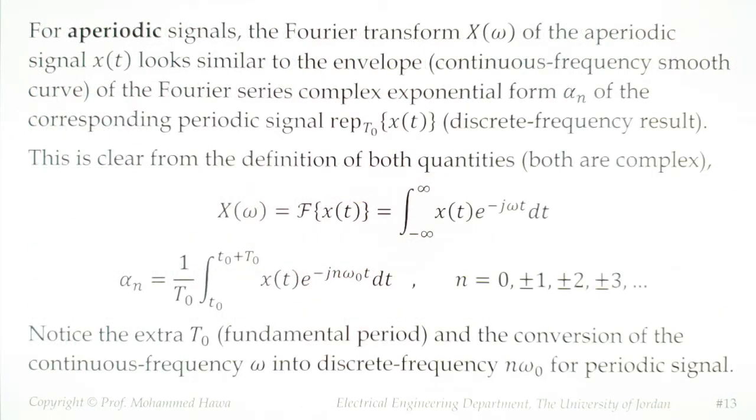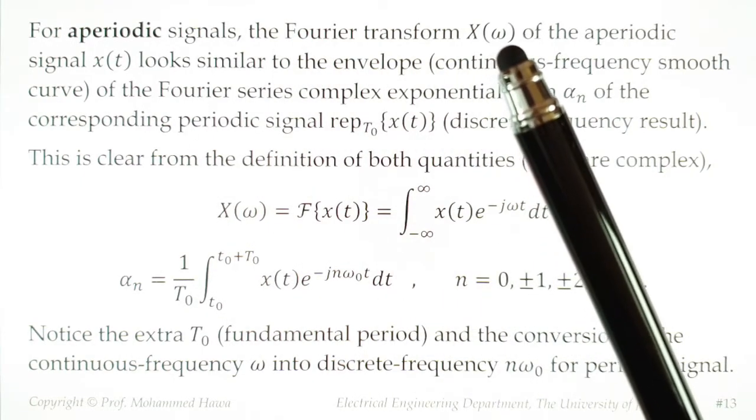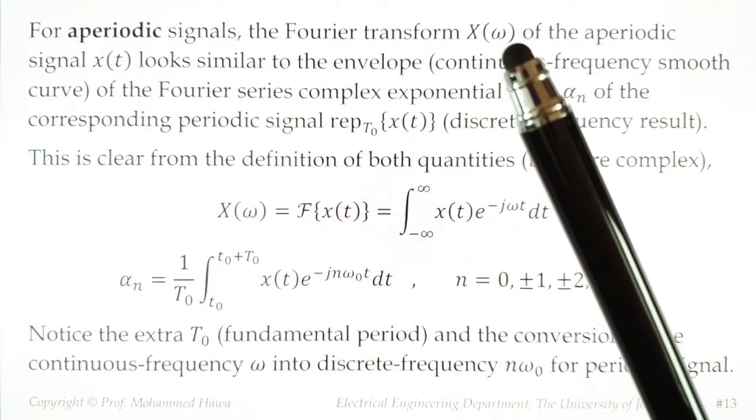Good. That was periodic signals. You already know how to calculate Fourier series, so it's very simple. But for aperiodic signals, we do not have a Fourier series. We have to calculate the integral to find the Fourier transform X of omega. However, it's still very simple. Why?